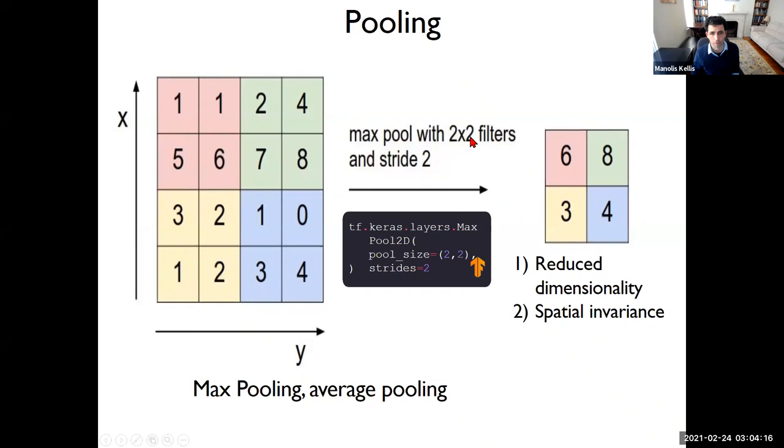So for example, this is max pool with 2x2 filters and stride 2. That basically means that I'm computing on a 2x2 grid, and I'm taking the maximum of that grid. And then I'm not computing this intermediate one. I'm sort of jumping by 2 each time, okay? And you can play with these parameters. You can adjust how big your filter is, how big your stride is, and whether you want to take the maximum or the average. And that has many useful features like dimensionality reduction, spatial invariance, and so on and so forth.